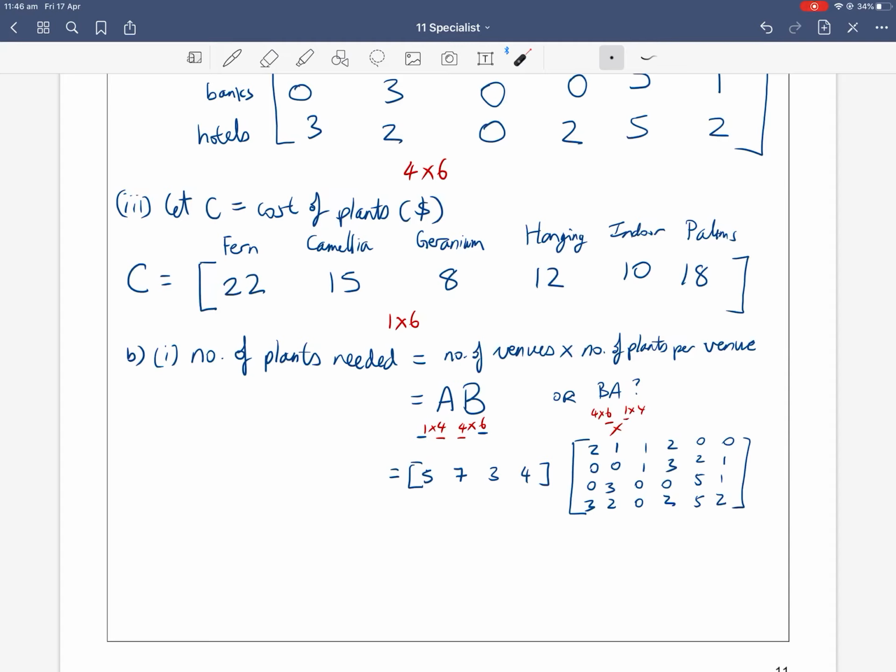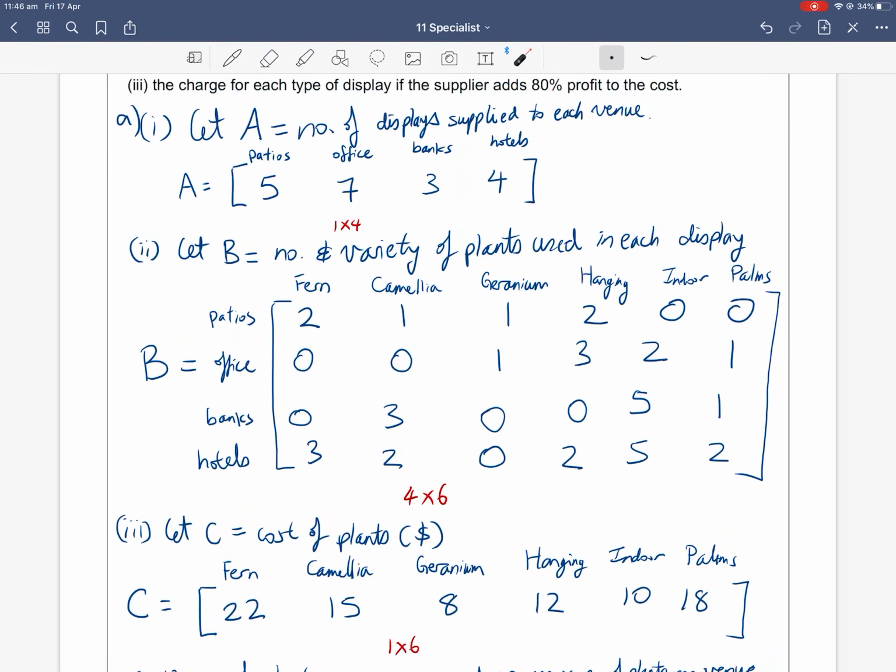Does it even make sense to go row by column? Well, if I go row by column with the first row and first column, what does that number give us? Well, that gives us 5 times 2 plus 7 times 0 plus 3 times 0 plus 4 times 3. That actually gives us 5 times 2 is 10. And 0 and 0 gives still 10. 4 and 3 is 12. So that gives us a total of 22.